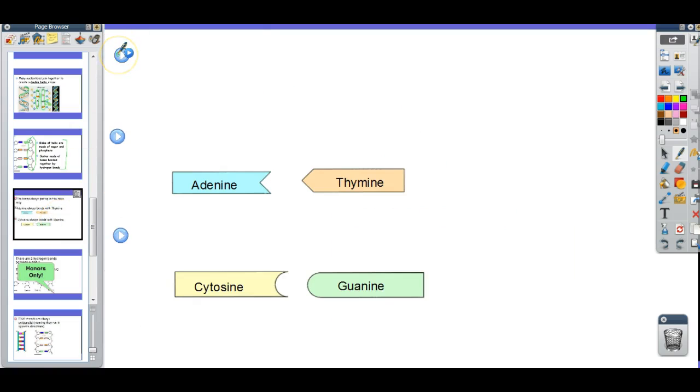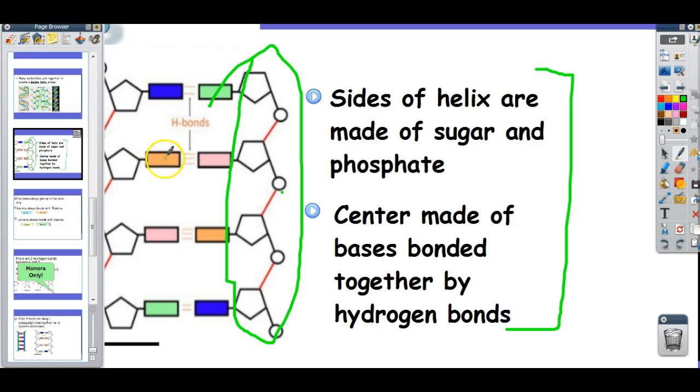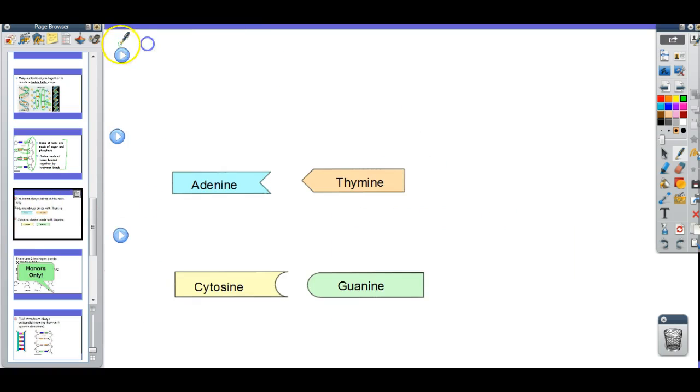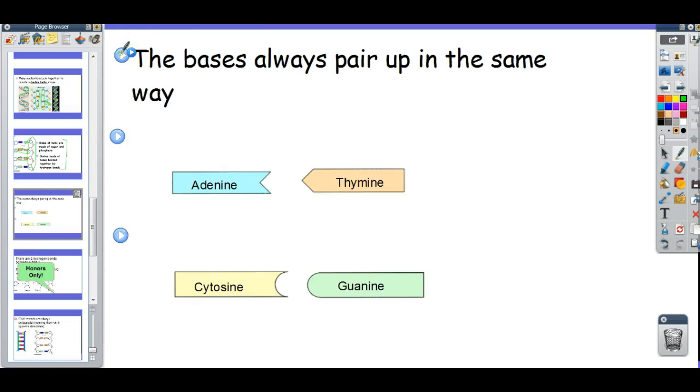So how do these bases match up? They match up in certain ways because if you look back at this diagram, there's always two bases in the middle, and they can only match up in certain ways. So the bases always pair up in the same way.